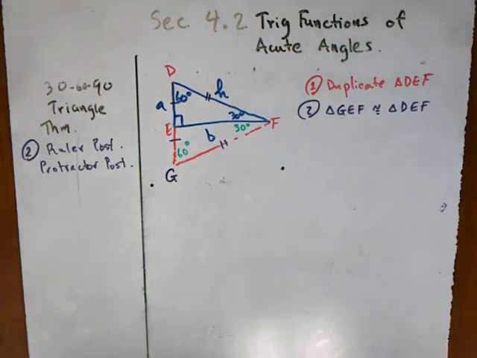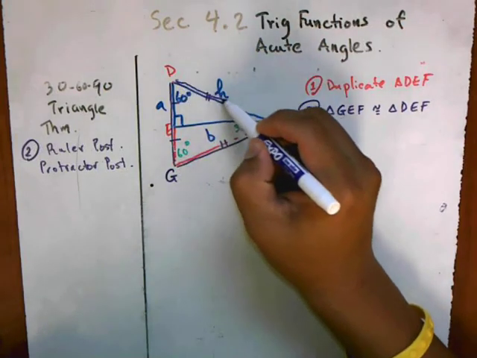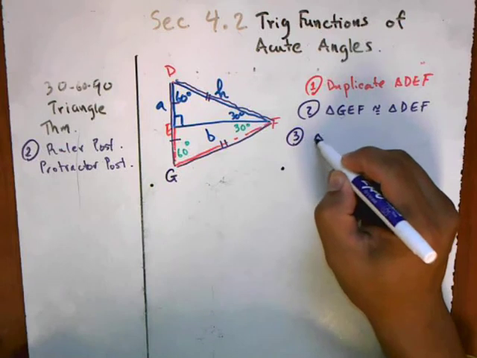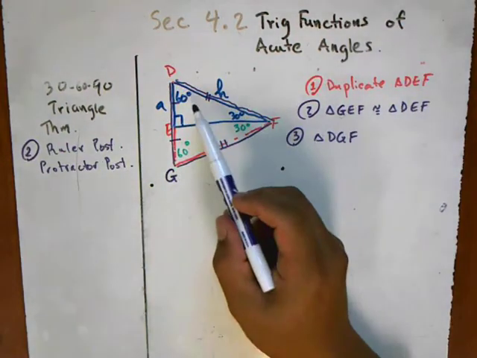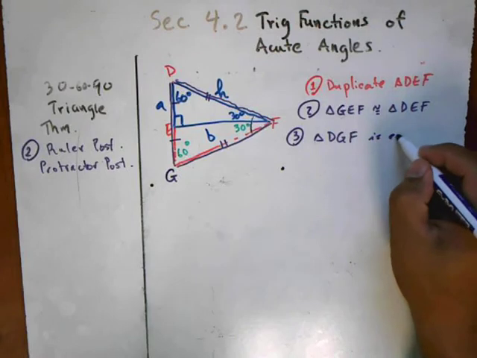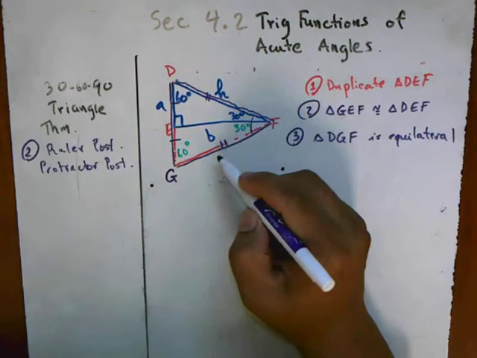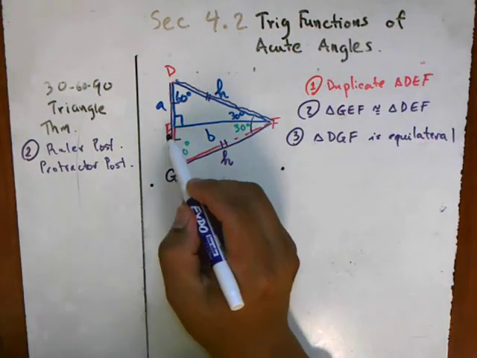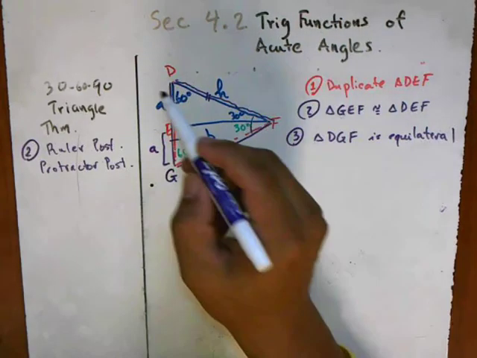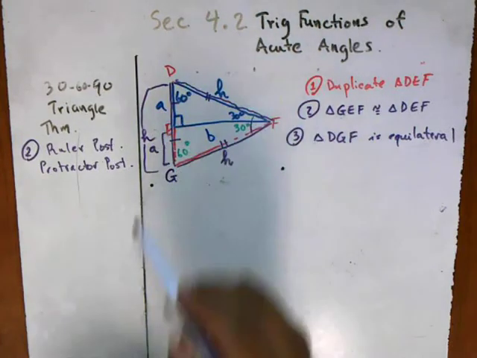So now I'm going to look at the bigger triangle, DGF. Looking at triangle DGF, I have a 60-degree angle, a 60-degree angle, and this one right here is 30 plus 30, so that's also 60. So this is an equilateral triangle. DGF, the big triangle here, is equilateral, which means this side here is also H, and the combination of the two lengths is H, since the sides here are all equal to H.